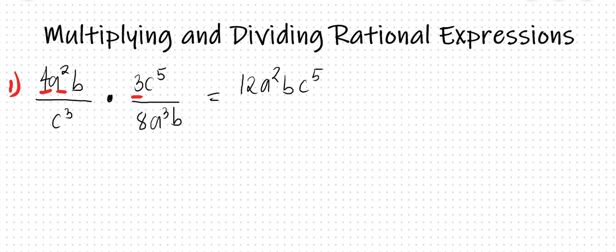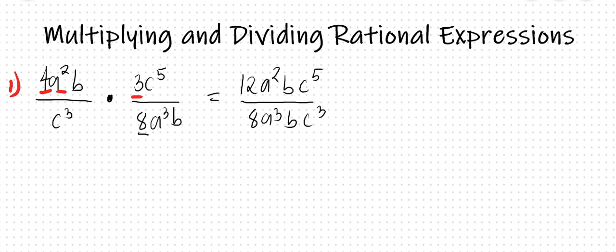Sir, bakit po kinopya natin? As you can see here, wala namang same variable dyan. So a, b, c walang same, right? So just simply copy those variables together with their exponents. Kopyahin lang. Next one, same procedure. Dito sa denominator, c cubed times 8a cubed b. As you can see here, 8 yung coefficient dito, and this one, 1 yung coefficient. So just simply multiply. 8 times 1 is equal to 8. And then just simply copy a cubed, b, and then c cubed.